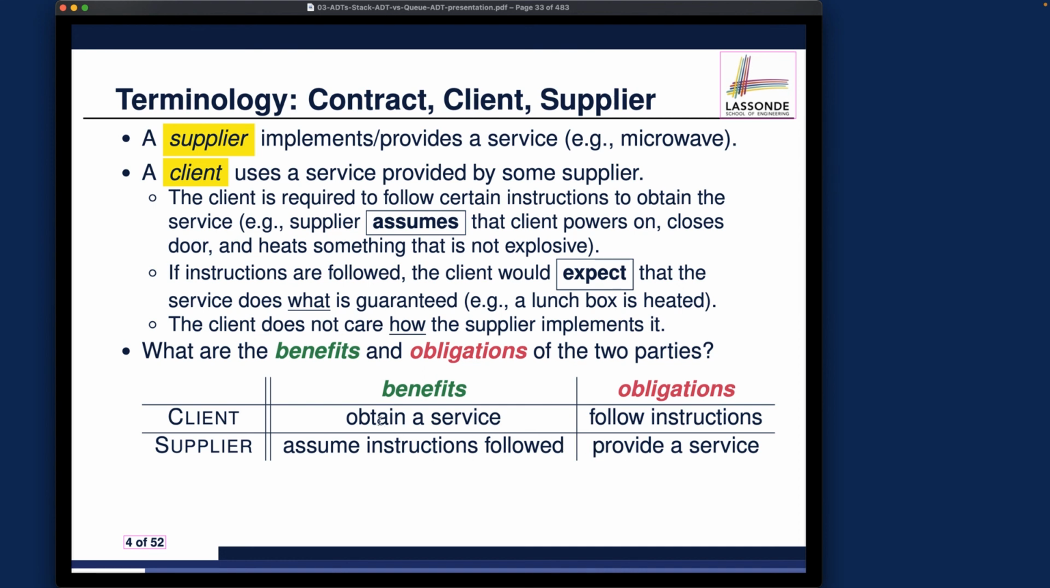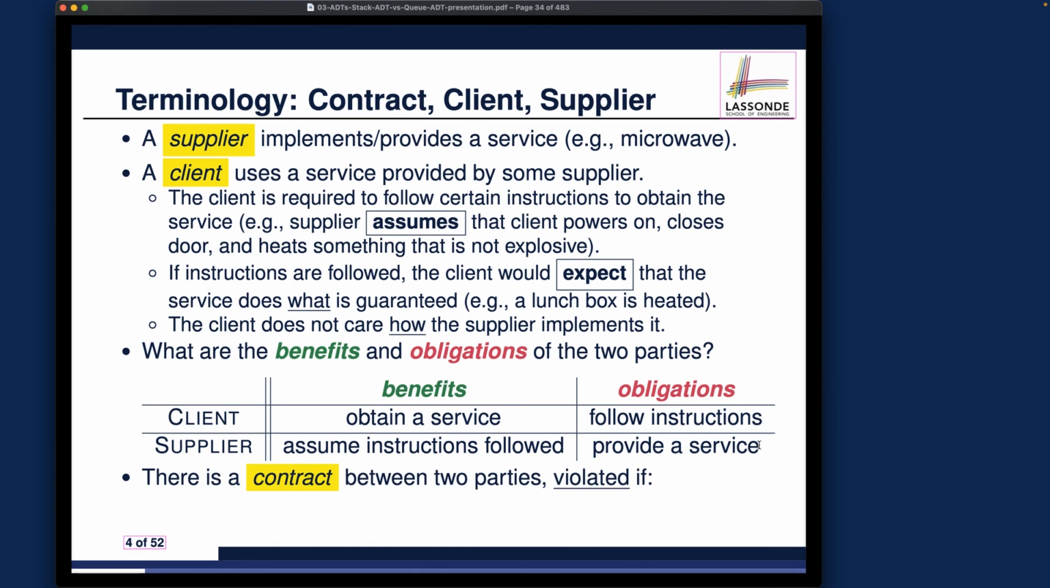Well, assuming that your clients actually follow the instructions, they actually fulfill their obligation. In that case, for you as a supplier, your obligation will be to make sure you really provide a service to heat up their lunchbox. All right. And so there's a contract between the two parties. Let me summarize. The contract will be violated if either of the following is going to happen. It could be the fault from the client side, or it could be the fault from the supplier side.